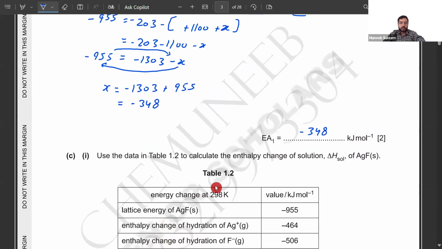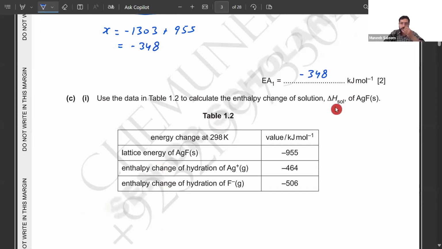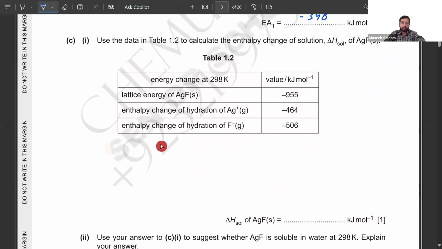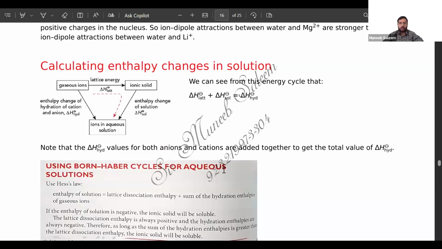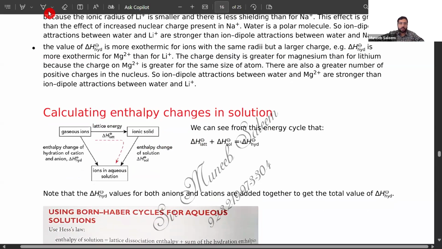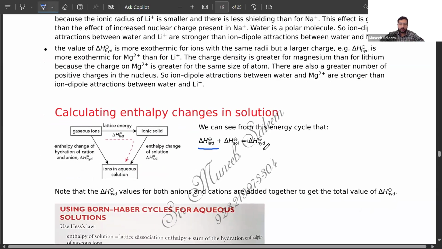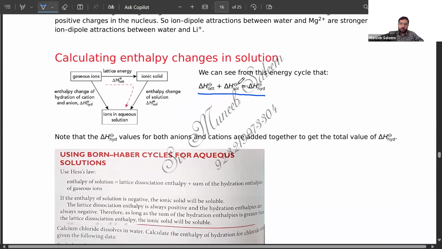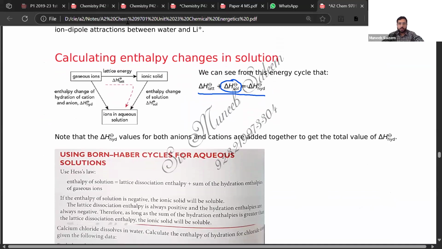Now the next question: use the data in table 1.2 to calculate the enthalpy change of solution of AgF. So again, some more calculations are required here. The enthalpy of solution can be calculated from this formula, which is again a simple formula: delta H lattice plus delta H solution is equal to delta H hydration. So we are supposed to find the value of delta H solution in the required question. So I'm going to answer the question.